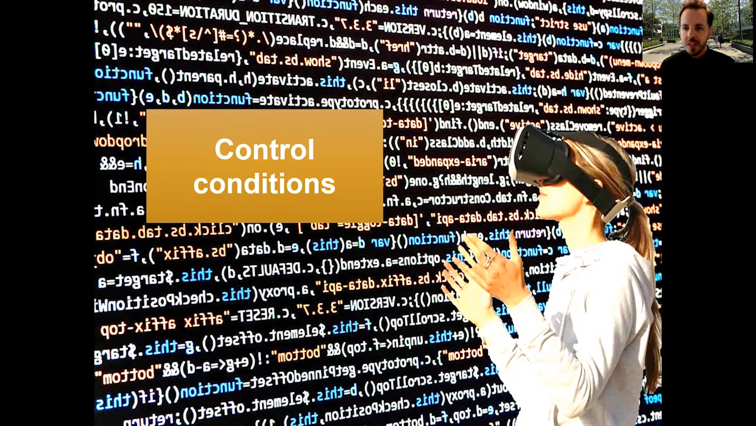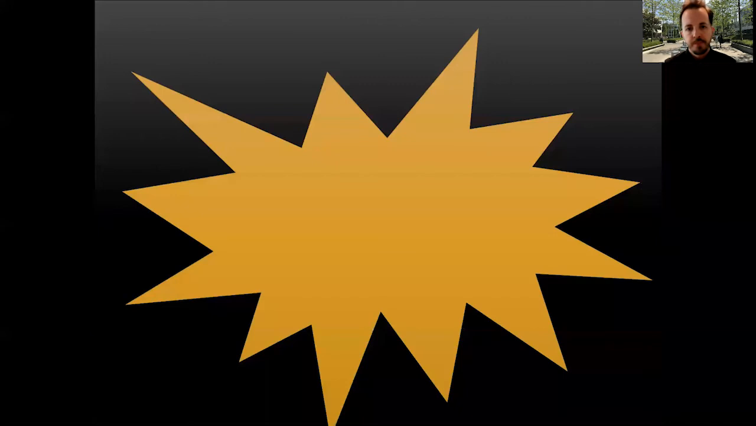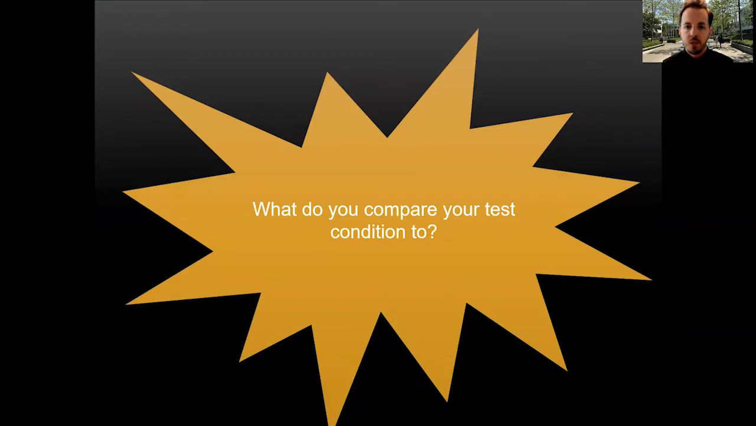But of course, one question that you should always keep in mind while you're reading papers about this, for instance, while you're thinking about this yourself, is what is the control condition here? What could we compare this VR condition to? So in general, a question to always keep in mind is, what do the researchers that report this study compare their test condition to? And the test condition here often is the virtual reality application.